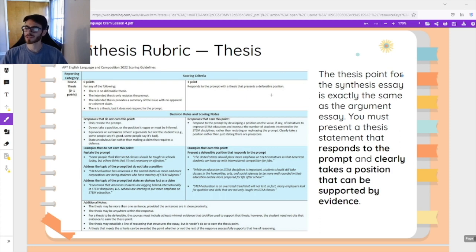But the thesis point is exactly the same as the argument essay. You need to present a thesis. That thesis statement needs to respond to the prompt, and it needs to clearly take a position that's defensible, right? A position that can be supported by evidence. Exactly the same as the argument essay.